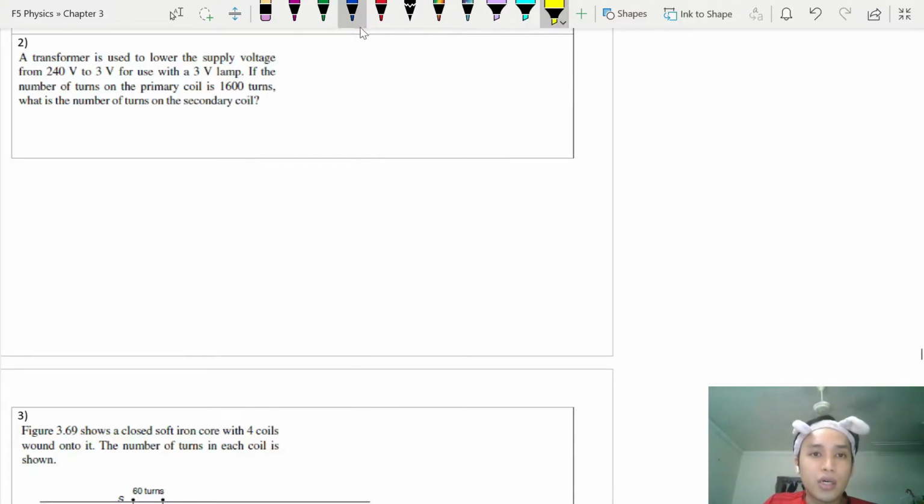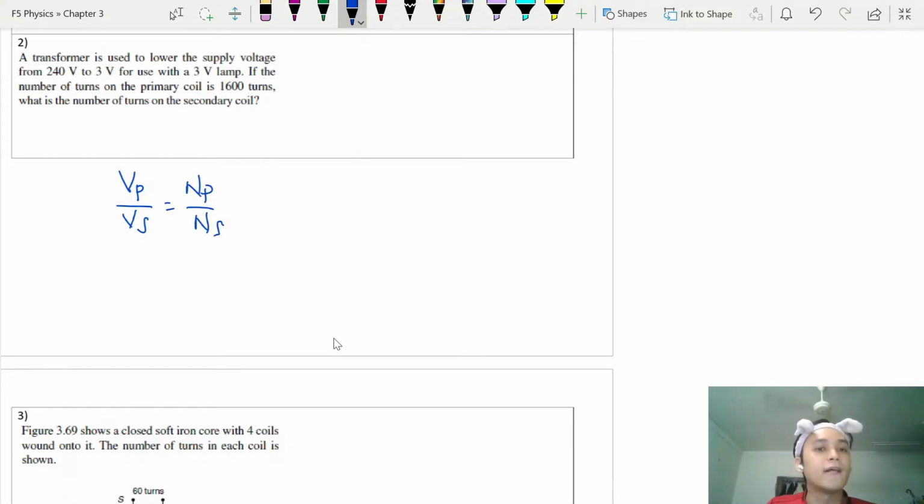So this formula: Vp over Vs equals Np over Ns, right? You just need to identify which is your primary and which is your secondary. Lower meaning step down, meaning your primary voltage is higher. You already tell me. So this is your Vp, and this is your Vs.